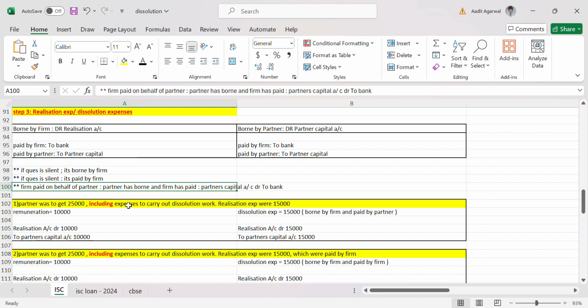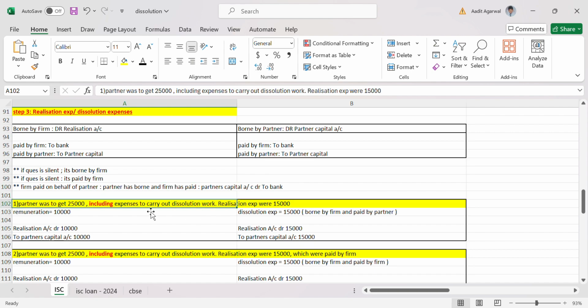Sometimes in the question they might say firm is paying on behalf of the partner. So this means that partner is bearing those expenses and now firm is paying for it. So the entry is, since partner is bearing those expenses, partner will be debited, and since firm is paying for it, the firm, that is bank account, will be credited. So entry will become partner's capital account debit to bank.